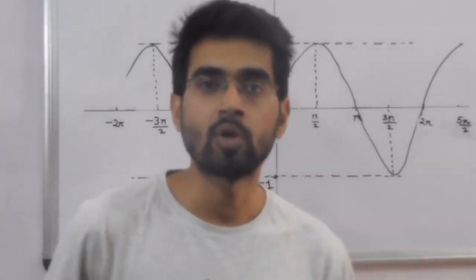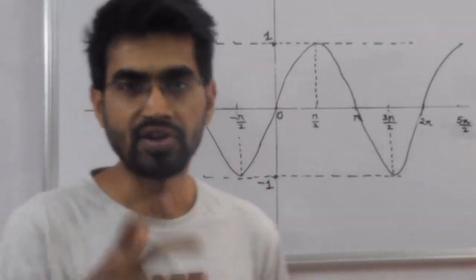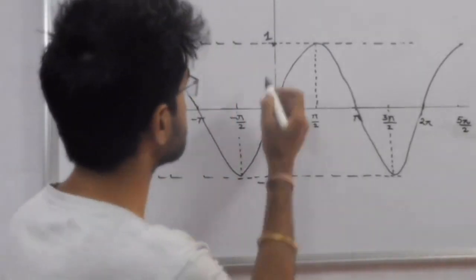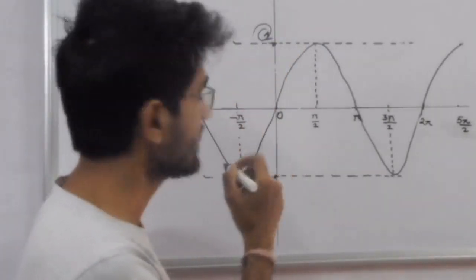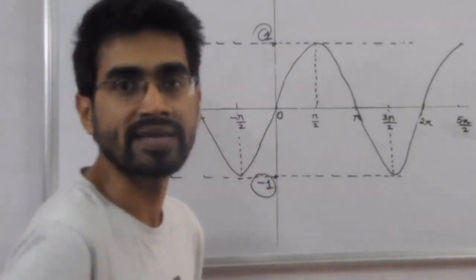Okay, so we are learning about sin x right now, and the graph of sin x basically has a maximum value of 1 and a minimum value of -1.